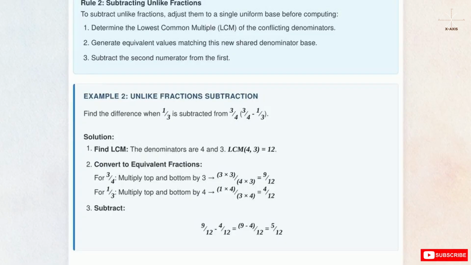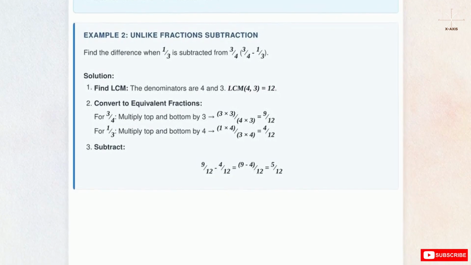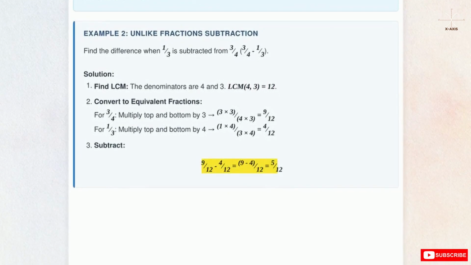Let's run a final subtraction test using example 2. To subtract 1/3 from 3/4, we find the lowest common denominator, 12. Scaling the fractions gives us 9/12 minus 4/12. Subtracting the numerators yields a final answer of 5/12.